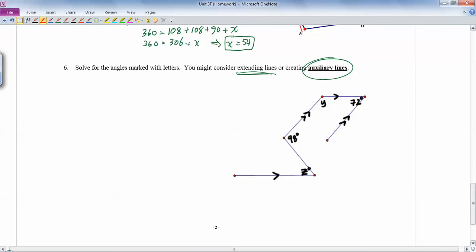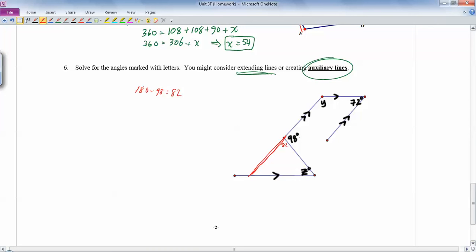So one of the things I see is maybe if we extend this one down here, that might be useful because then we've got this triangle to work with. Let's see, this angle's 98. This whole thing's 180, so 180 minus 98 will be 82. So this angle right here is 82.